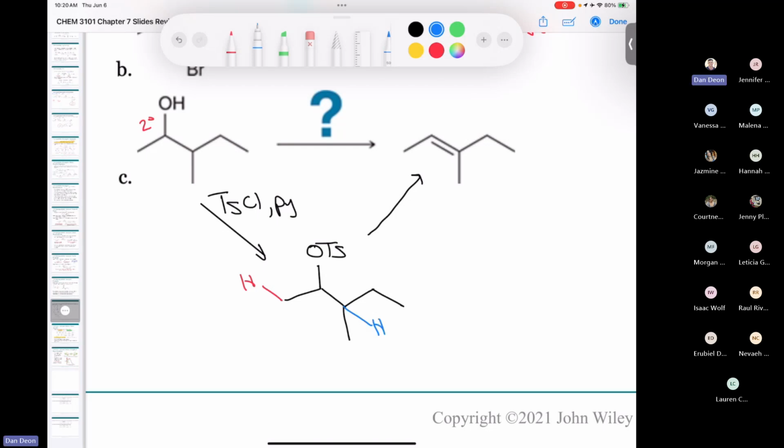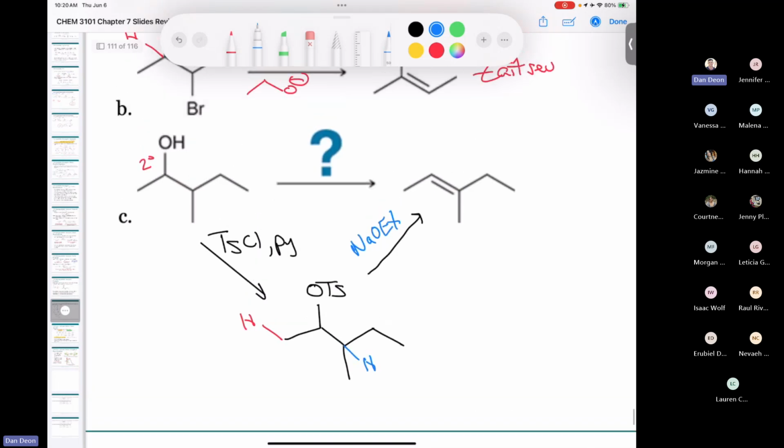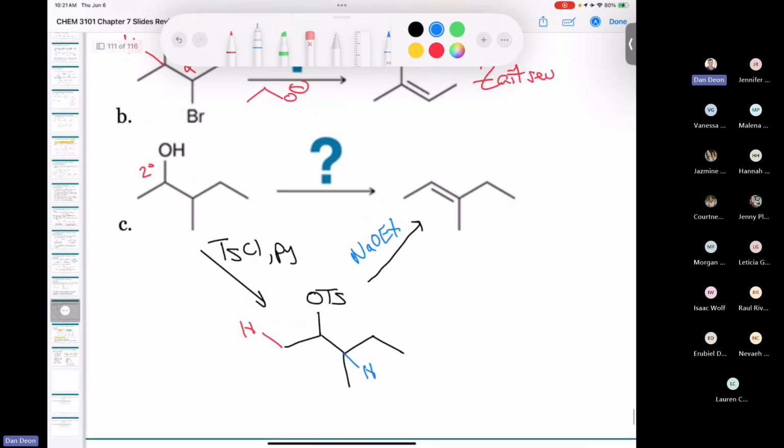In order to make this compound, I want to pull off the blue proton. So for that, I would use an unhindered base. To pull this one off, I would use something like sodium ethoxide, and that's going to give me one product, that product only. If I used HBr, it would work, but I'd end up with a mixture of the Zaitsev and Hofmann.